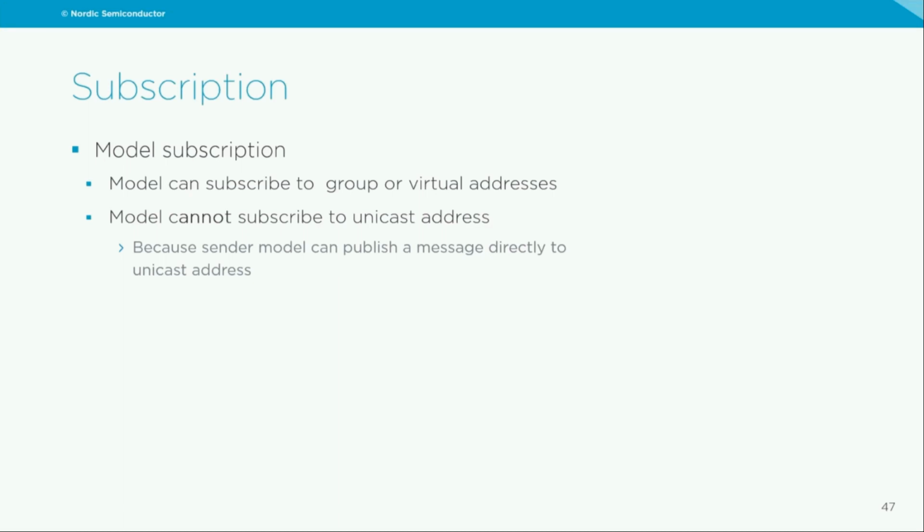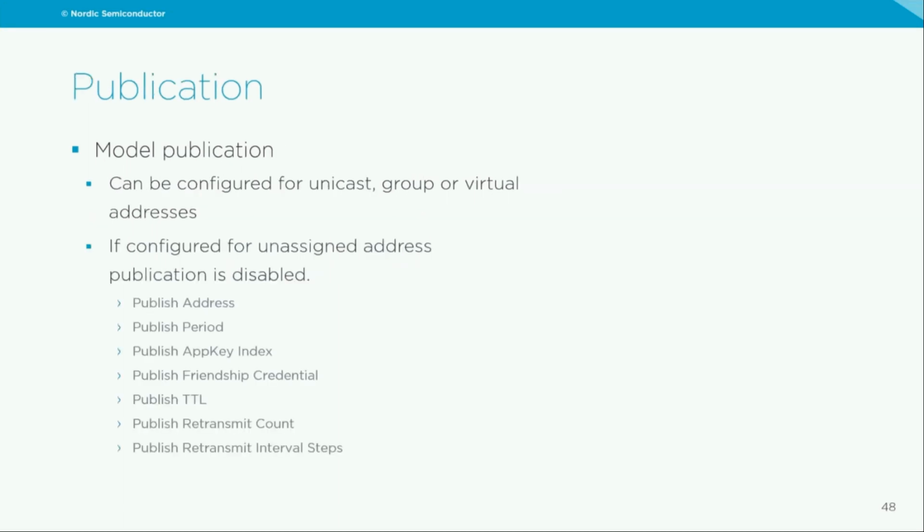We will also look at the model publication. Model publication can be configured for unicast, group, or virtual addresses. When the model publication is configured, a model can publish a message to a given address. A message can be published periodically, or it can be published aperiodically when external stimulus is received, such as when a user presses a button. And if this publication is configured for unassigned address, then the publication gets disabled.